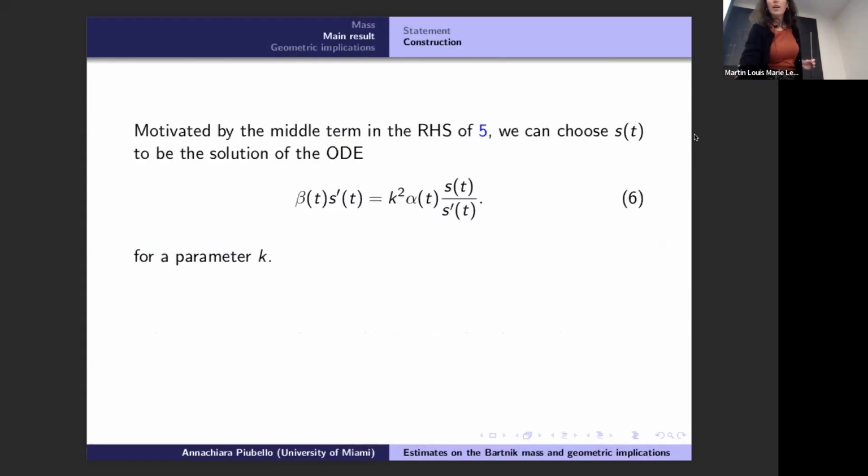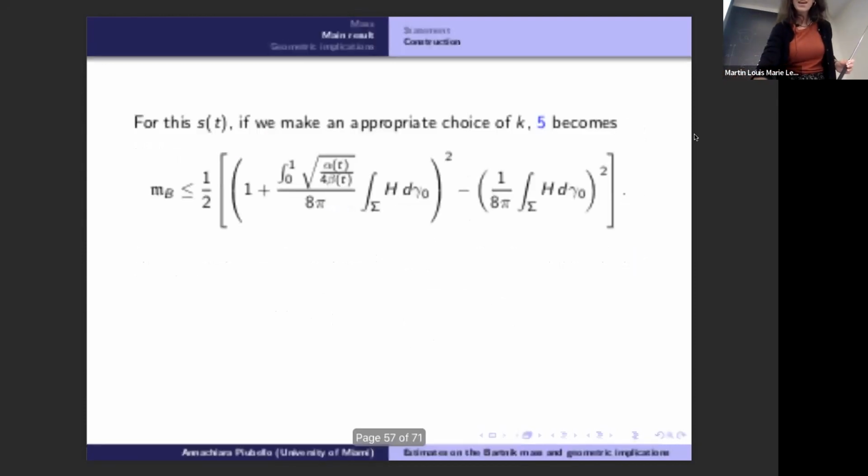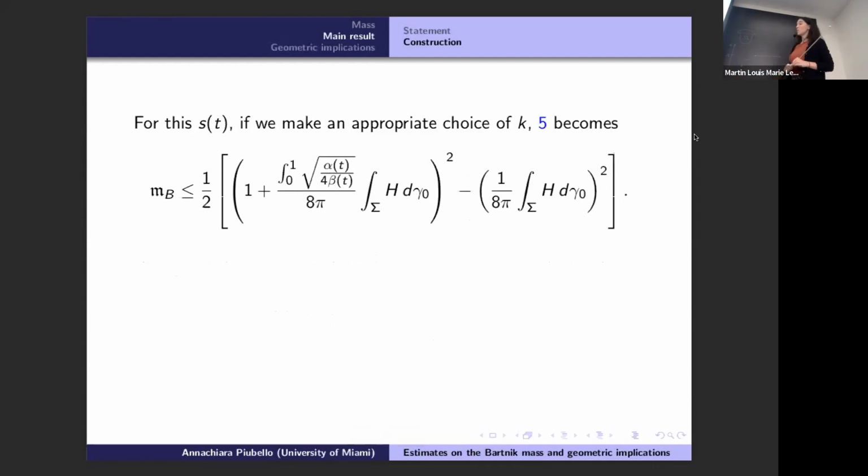And so if we assume this condition on alpha over beta, that it is L1, we can solve this equation 6, and we will get the following solution for s of t that again depends on the parameter k. And when you plug this back into the estimate, there is a natural choice for k, for which the estimate will look like this. And now you see that all these quantities just depend on sigma, right? Up to this integral up here, that is the one that depends on the path.